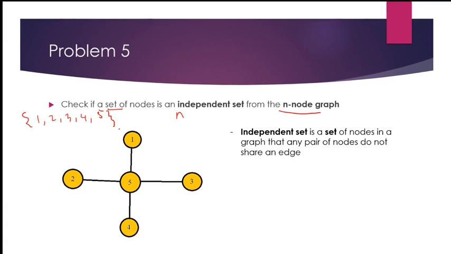So you can see those two problems are kind of similar to each other. One just asks if any pair is the shortest distance, and this one asks if any pair shares any common edge.